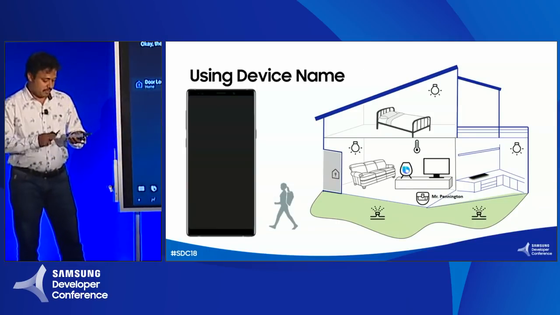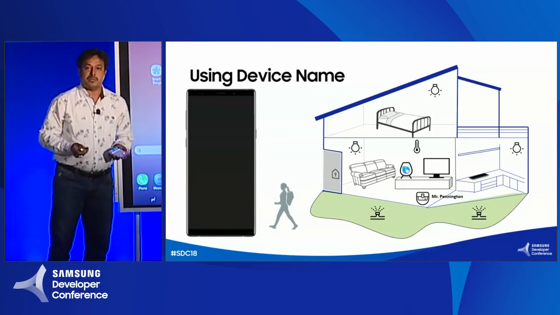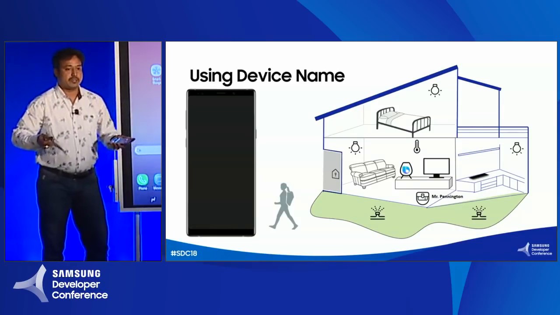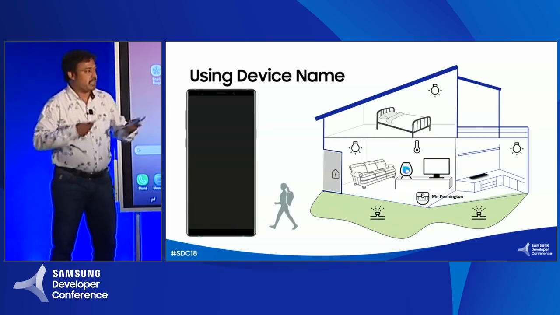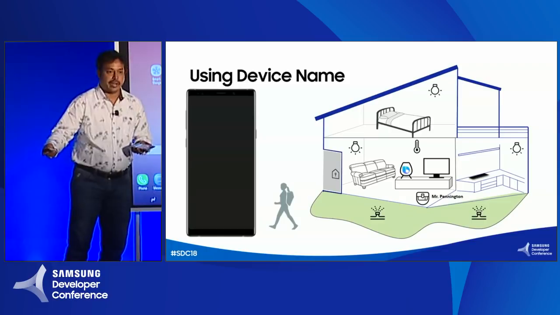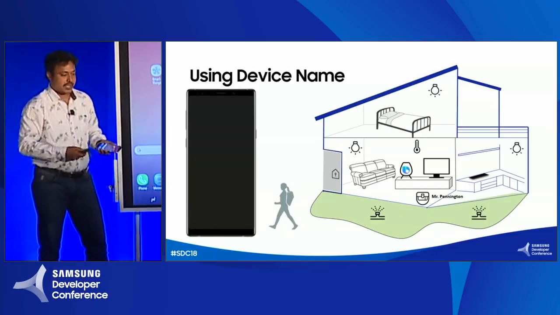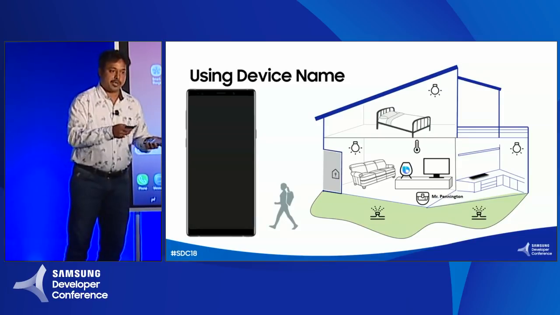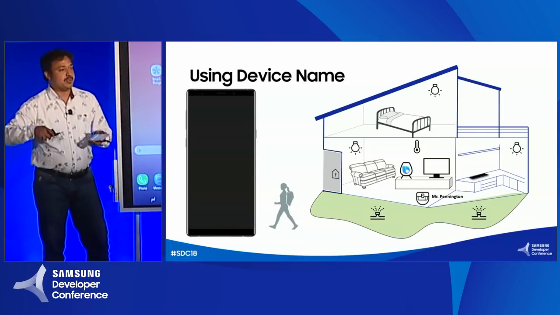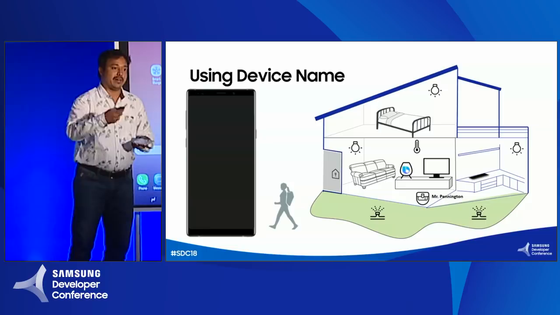And not only using device types, you can even name your devices like your pets. Like you can name your TV, you can name your air conditioner, you can name your robot cleaner. So here in this case, Alice named her robot cleaner as Mr. Pennington, and using that name, she is going to control her device.